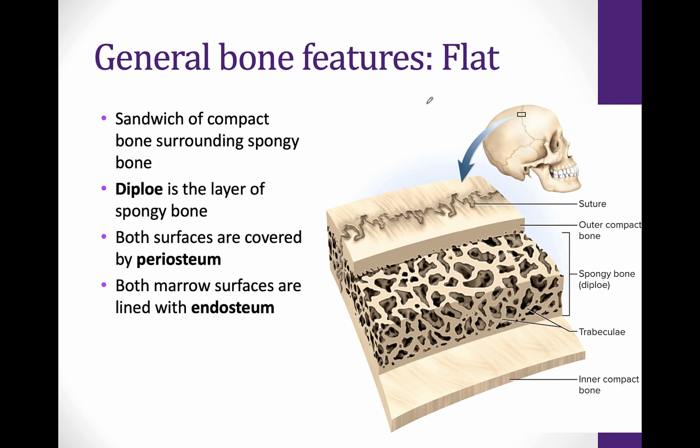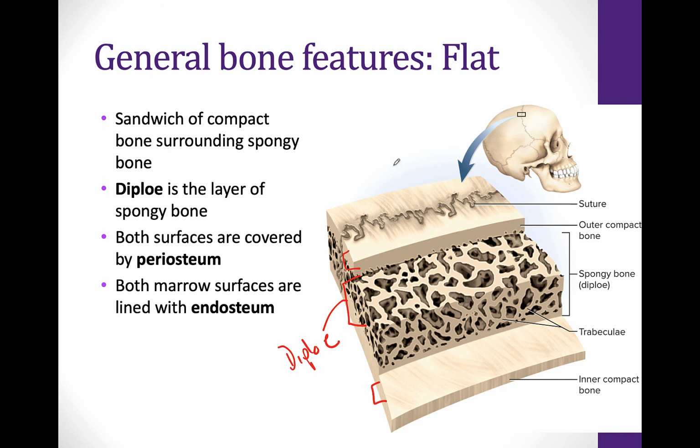Another type of bone we have are called flat bones, and these are typically going to have wide, flat surfaces, like the bones in your skull. And these make kind of like a sandwich. So they have an outer layer of compact bone on the top, and an inner layer of compact bone on the bottom. And then between those two layers is a layer of spongy bone called the diploe.